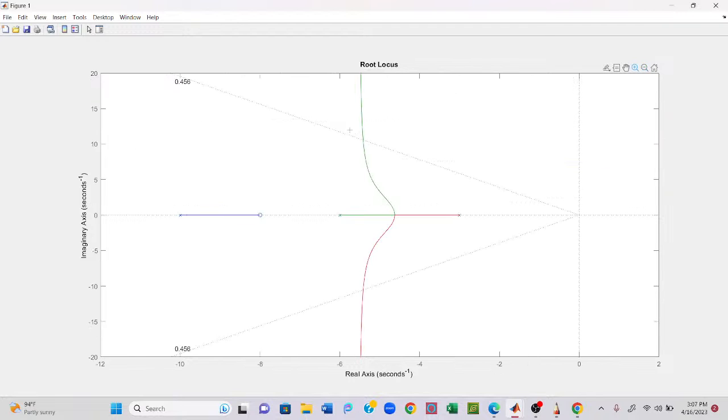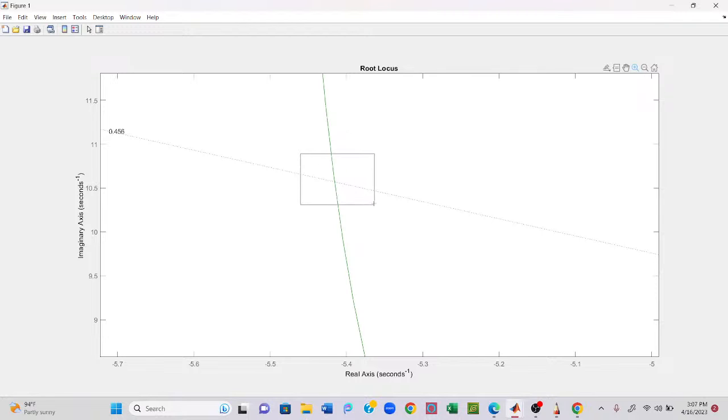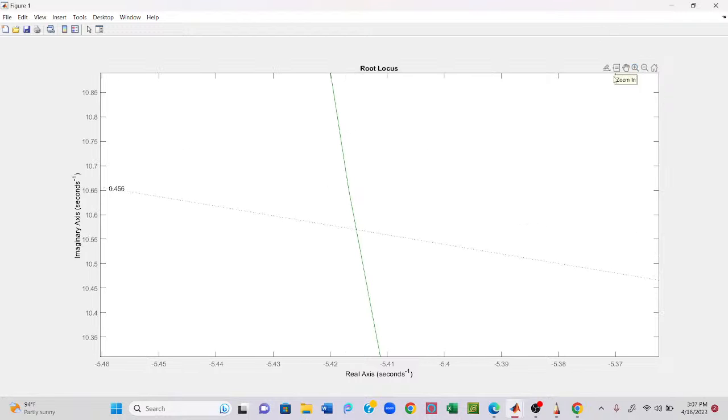Now you have to know the point. So this is the point. This point has these properties. The gain is this. The pole over here is this. The damping ratio, obviously, 0.456. And the natural frequency. So let's write down the properties.